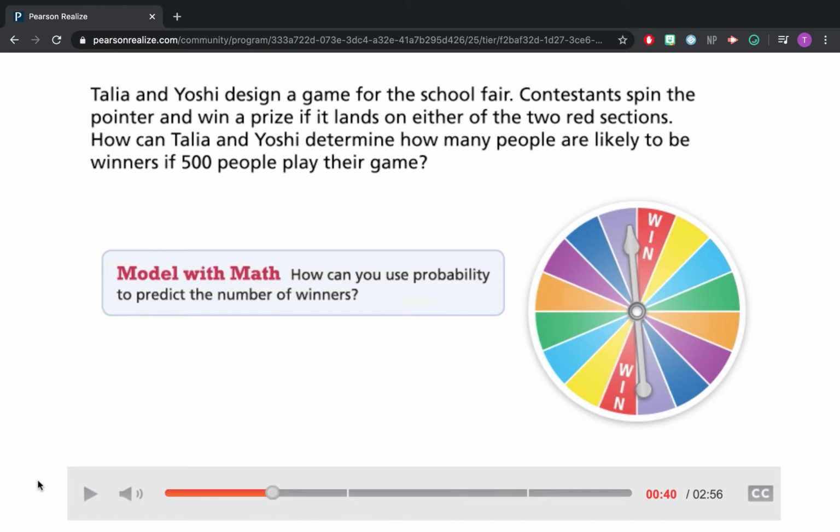So we are going to basically expand these out to 500 separate trials to determine how many of those 500 would, based on an estimate, in theory, land on one of those win spaces. What we're going to have to do here is first find the theoretical probability of this spinner landing on the 2 red sections. Then what we're ultimately going to do is scale that out to 500 total spins.